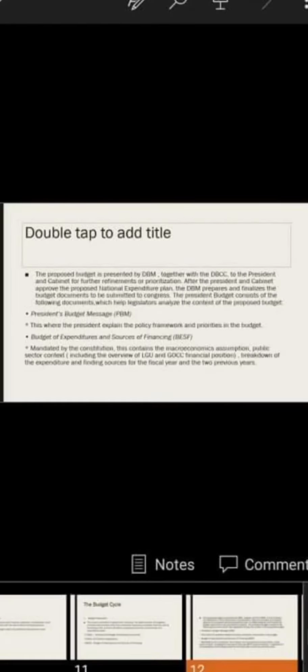The proposed budget is presented by the DBM together with the DBCC to the President and Cabinet for further refinements or reprioritization. After the President and Cabinet approve the proposed National Expenditure Plan, the DBM prepares and finalizes the budget documents to be submitted to Congress. The budget preparation phase ends with the submission of the proposed national budget, the President's budget, to Congress.